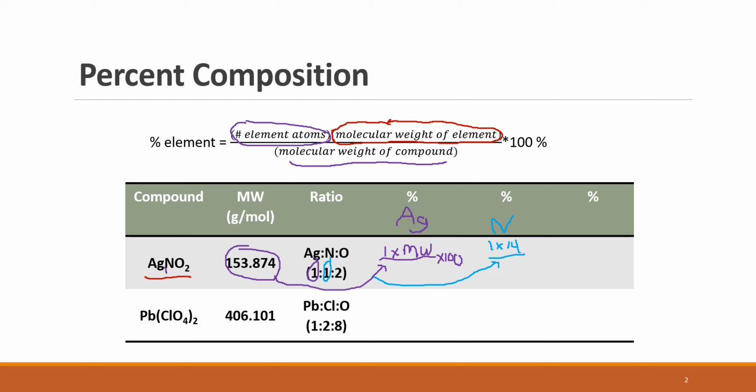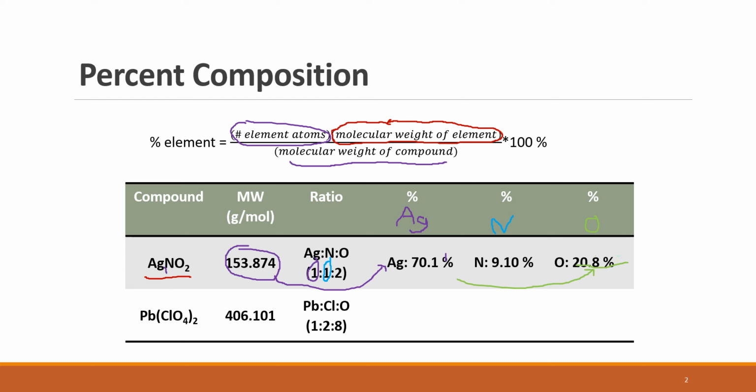The last element present in this particular compound is oxygen. So for oxygen, notice there are 2 oxygen atoms. So you would multiply that by the molecular weight of oxygen, which will be either 16 or 15.999, depending what periodic table you're using, and then the same denominator as usual. So once you solve for those, you'll see that there is approximately 70.1% of silver, 9.10% of nitrogen, and 20.8% of oxygen.